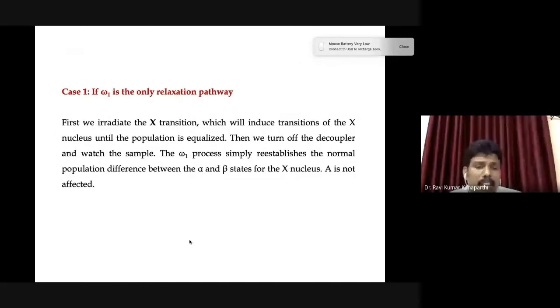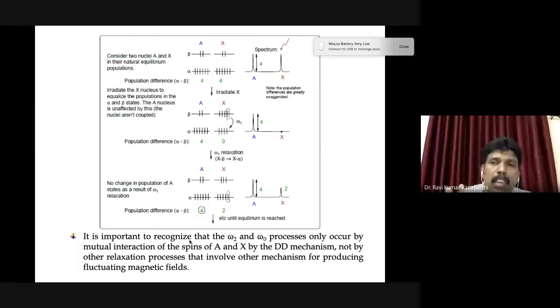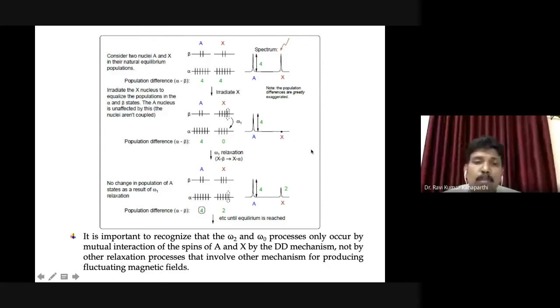So let's take one example. Let's say, for example, that omega 1 is the relaxation process that is taking place for some reason in the given system. Then what exactly happens? This is the pictorial cartoon diagram representation, which shows that if omega 1 is the dominating relaxation process, how the population difference and the signals are affected. It is shown in this picture.